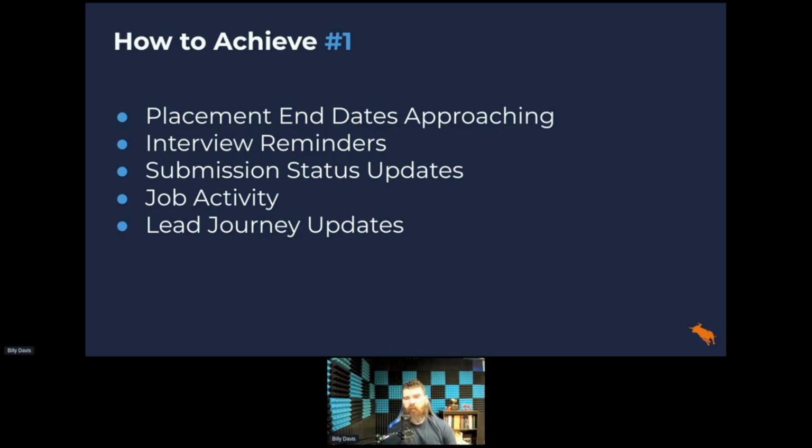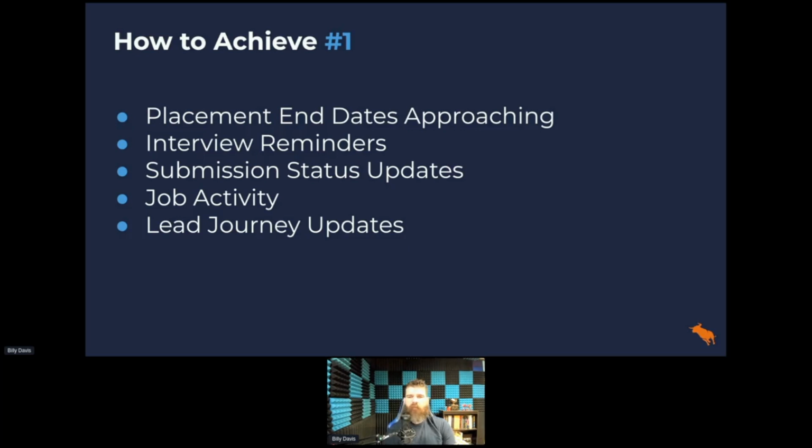Job activity, again, is a great one for clients to know: we've received your job, it's posted, it's on our website, we're getting applicants, right? Keeping clients updated on the process, what's happening, reassures them, gives them that peace of mind, and can also really shorten the sales cycle, which every client is looking for. They're looking to get that placement as quickly as possible.